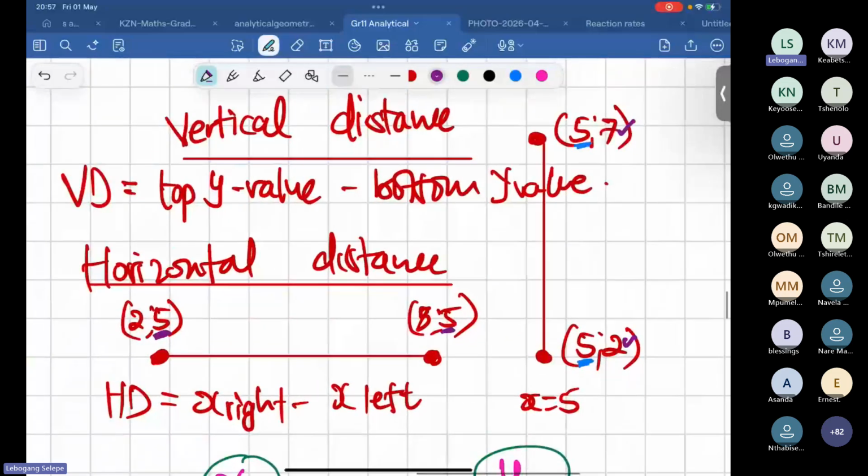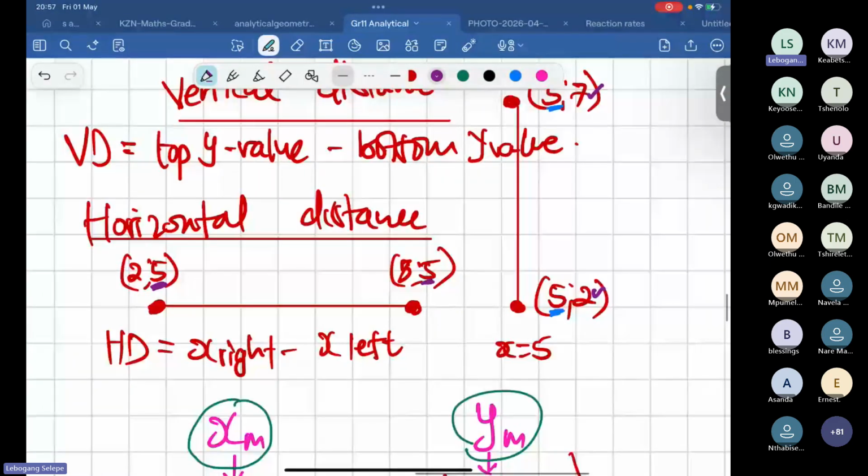Horizontal distance, again, nothing much. It's a horizontal line. You're calculating the distance between 2 points that are on a horizontal line. How do you know that it's a horizontal line? You can physically see it with your eyes, or you can look at the y values. The y values are not changing, because we did that with a horizontal line. What is changing is the x values, but the y values are remaining the same. So in this case, we have to subtract the x values. The x value on the right, you subtract the x value on the left. So that's how you calculate horizontal distance.